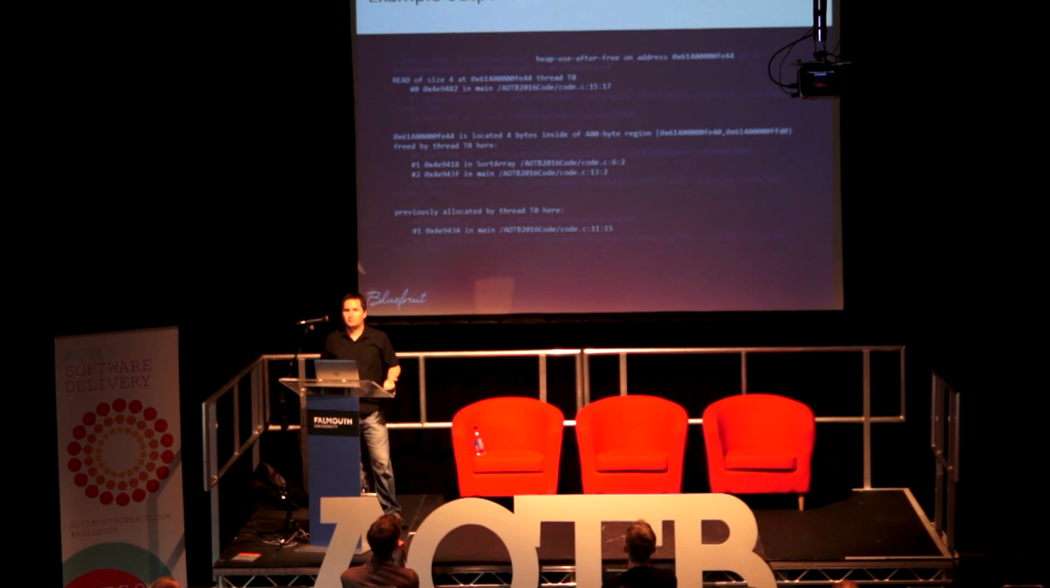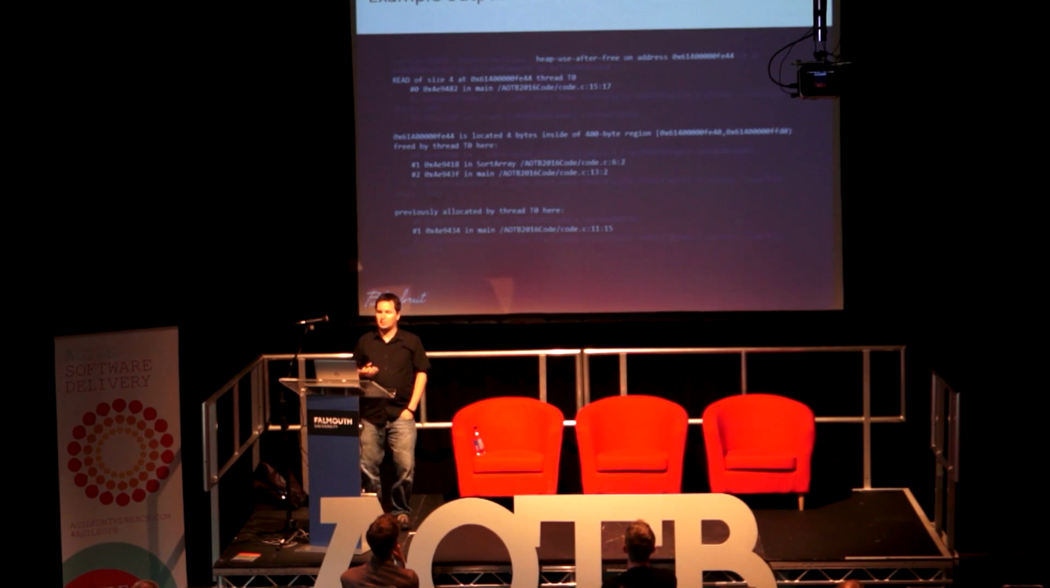So the first line is telling us what happened. We've got a heap use after free and the address that it actually happened at. The next bit gives us more detail of what actually happened, so a read of size 4 and a stack trace to where it occurred, in the main function of code.c on line 15.